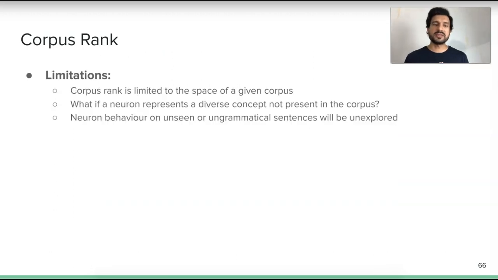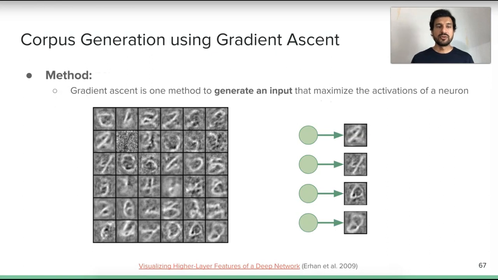Okay, so corpus rank has a few limitations. One is that our analysis is limited to the space of a given corpus. What if a neuron represents a very diverse concept which is not present in the corpus that we are using for the analysis? Similarly, neuron behavior on unseen or ungrammatical sentences will be unexplored in this case. So gradient ascent is one way to resolve this limitation.